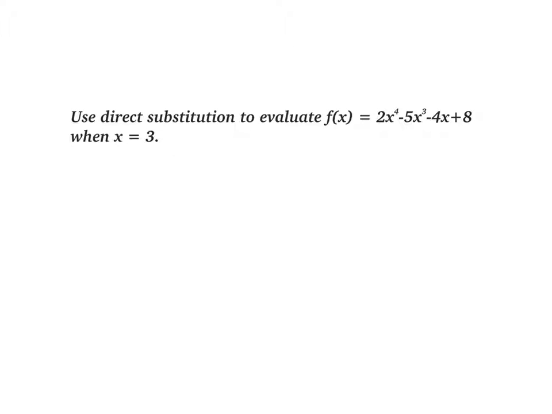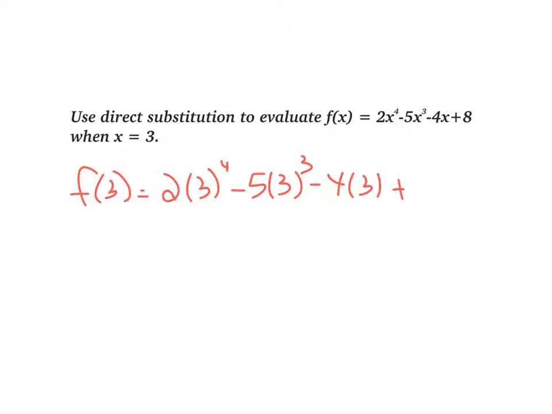All right, so use direct substitution to evaluate 2x to the 4th minus 5x cubed minus 4x plus 8 when x is 3. So all you do right there is you work out f of 3. When you work out f of 3, all you do is you plug 3 in everywhere you see an x, and we're going to work that all the way out. So it's going to look like this.